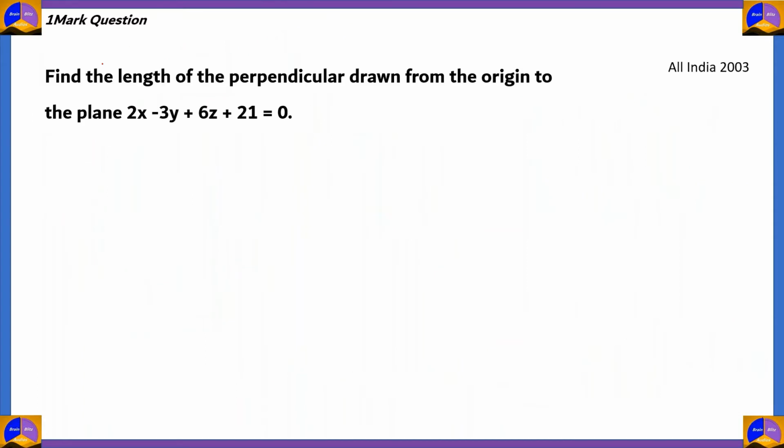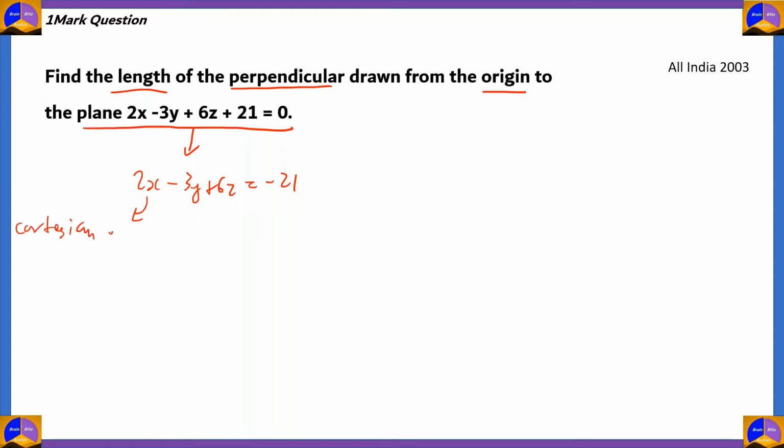Let's move on to our next question. Find the length of the perpendicular drawn from the origin to the plane 2x - 3y + 6z + 21 is equal to 0. So this equation can be written as 2x - 3y + 6z is equal to -21. And this is similar to the Cartesian equation of the plane, ax + by + cz is equal to d.